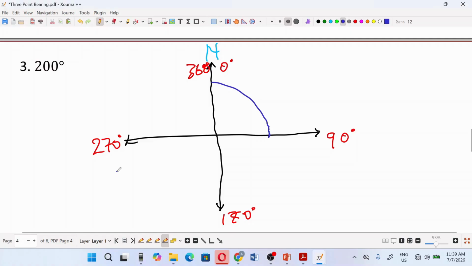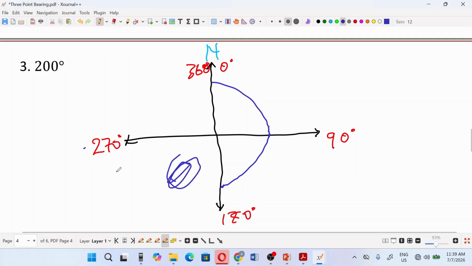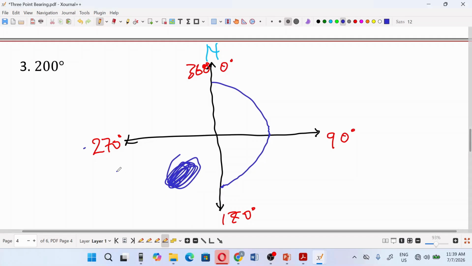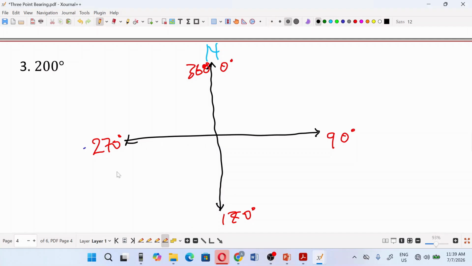From this to this part is 90. From this to this part is 180. And I'm looking for 200. If I move all the way to this part, it's going to be more than that, meaning it's going to fall within this quadrant. 200 is going to fall within the third quadrant, right? So let me first of all clean that. It's going to fall between here, right? So now I know where my angle is going to fall, right?